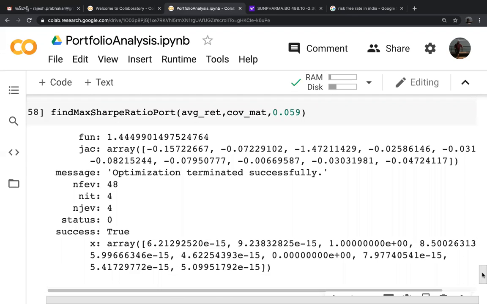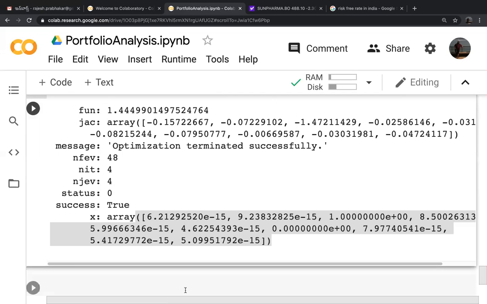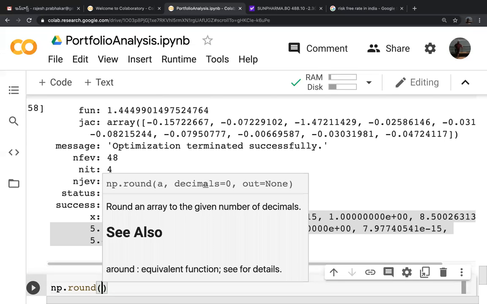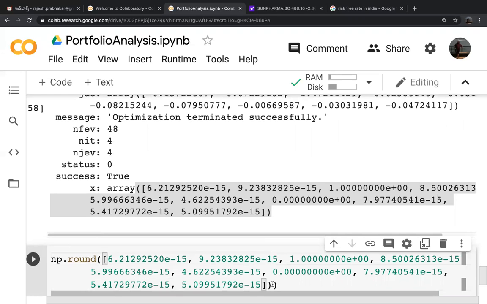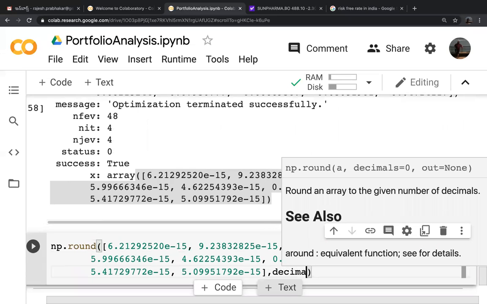So it has given us the investment portfolio. This is the array. So NP dot round in bracket, decimal is equal to 4.